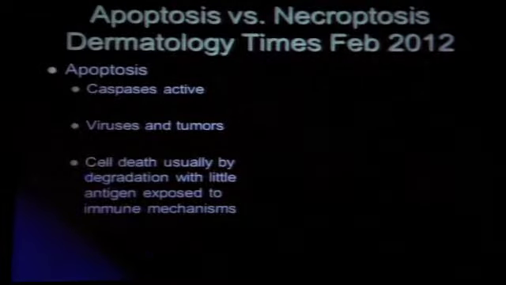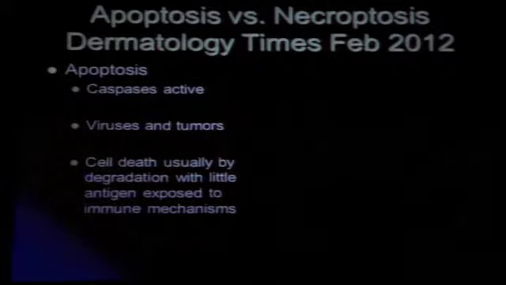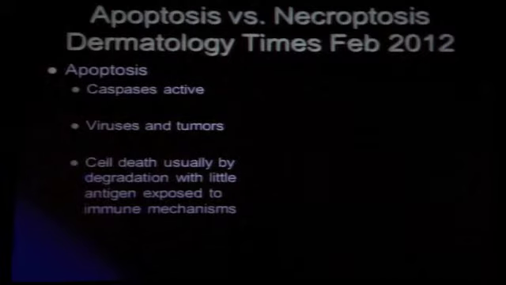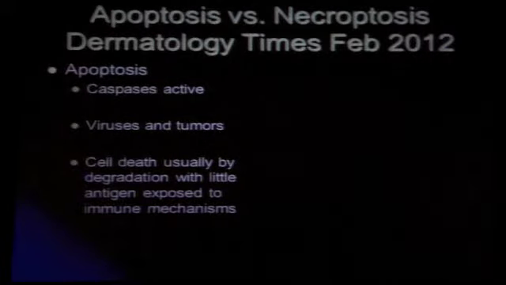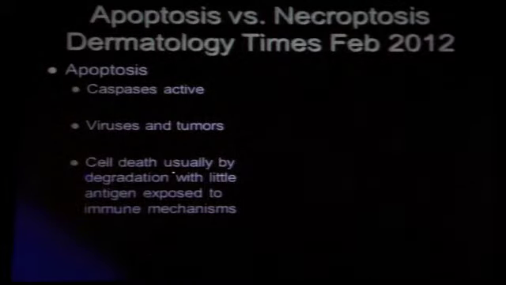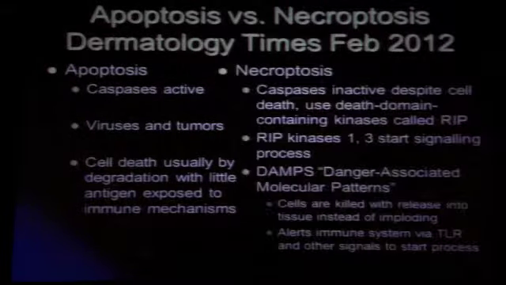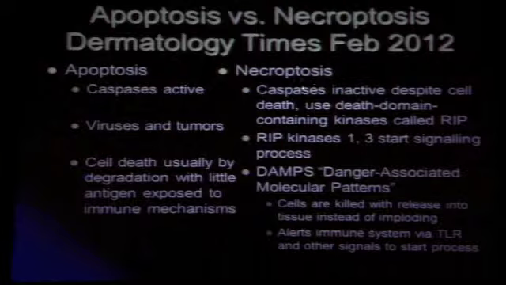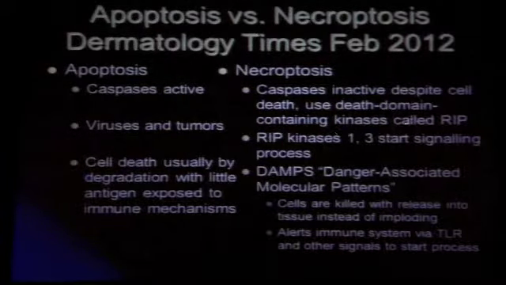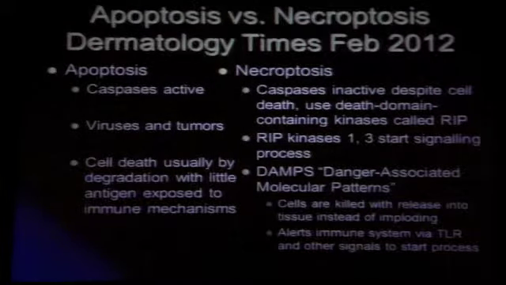Now, this was published a couple of years ago, and I always thought this was very interesting because it redefined what we think in terms of cellular responses and cell death as well as target death. And apoptosis is where you have those death enzymes, the caspases. They're working to create cell death that's regulated, as well as when apoptosis is out of control, it's working by degrading with very little antigen exposed to the immune system, to the immune mechanisms. Necroptosis is different. The caspases are inactive, but there's still cell death using what we call these RIP kinases. And they start to signal an entirely different pathway, right?